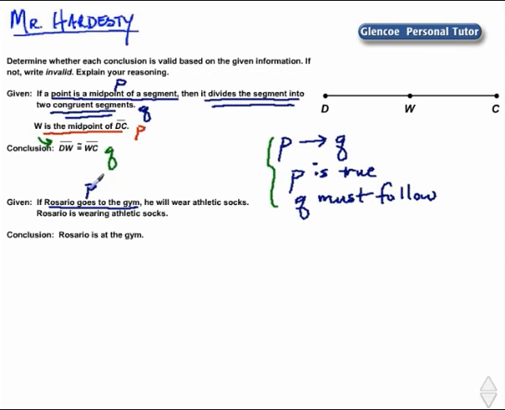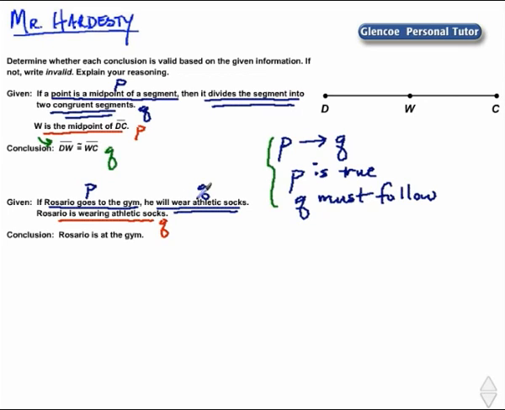Here's P, if Rosario goes to the gym, followed by Q, he will wear athletic socks. The next statement, Rosario is wearing athletic socks, is another way to state a form of the conclusion with the athletic socks.